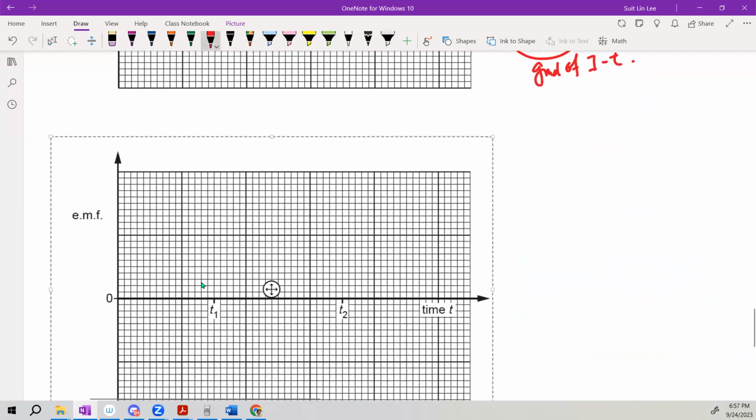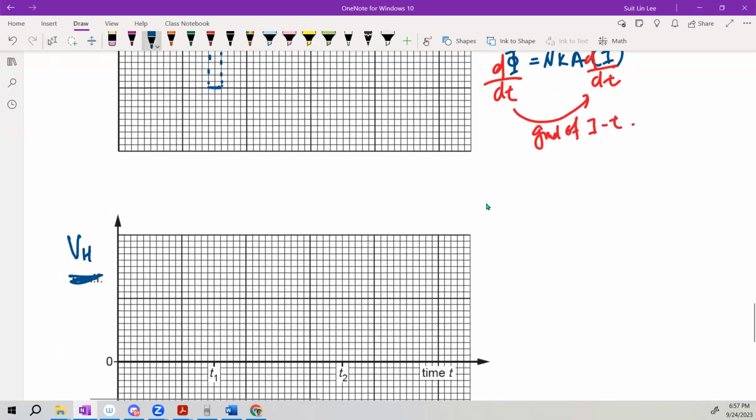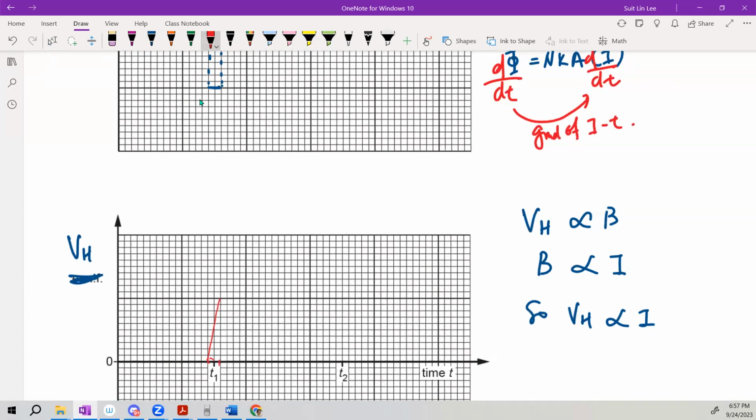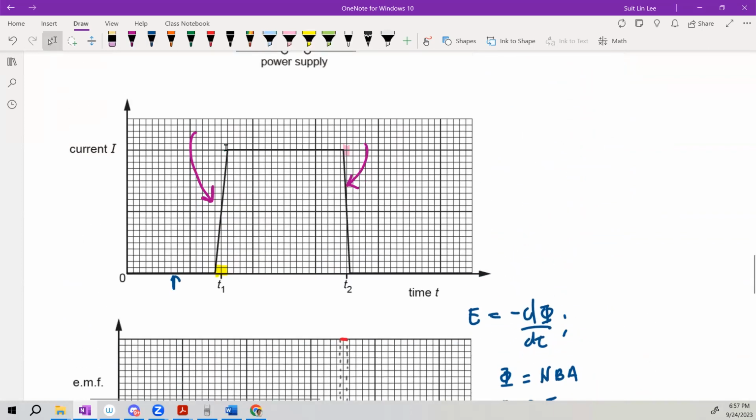So we're going to replace with the Hall probe. This is VH. Okay, so Hall voltage is proportional to magnetic field, but magnetic field is proportional to current. So VH is proportional to I, meaning they will have the same graph. It's the same, just copy. So one box before T1, one box after T1, increase. I mean, it doesn't really matter what value you use, as long as here to here increases.